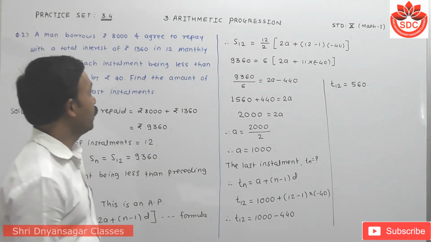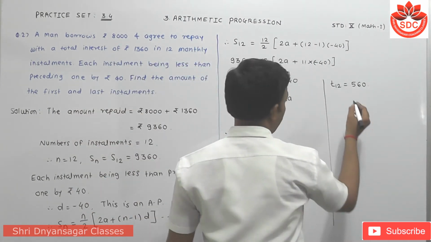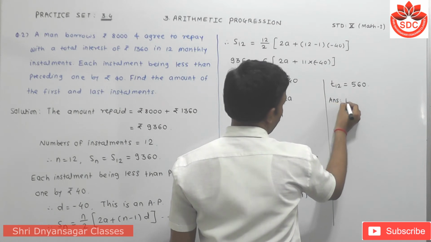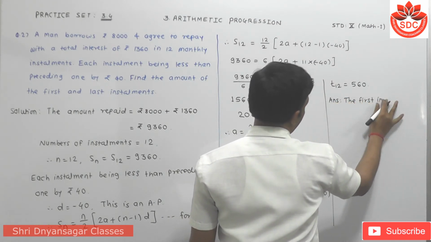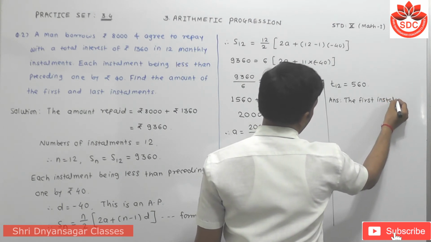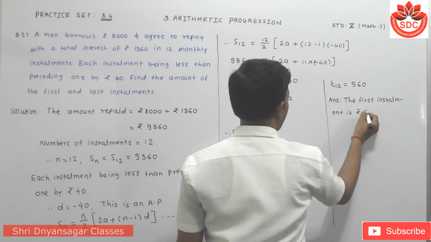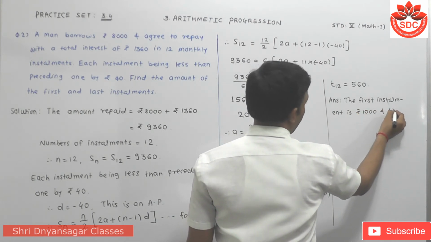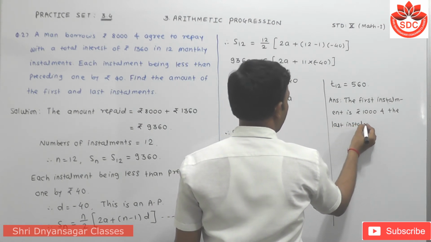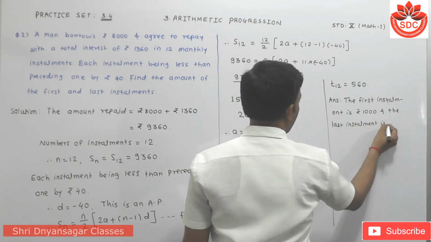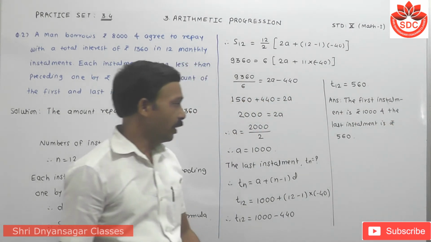Now the answer in full sentence. The question is to find the amount of the first and last installment. Therefore, answer: the first installment is rupees 1000 and the last installment is rupees 560. Can you understand this?